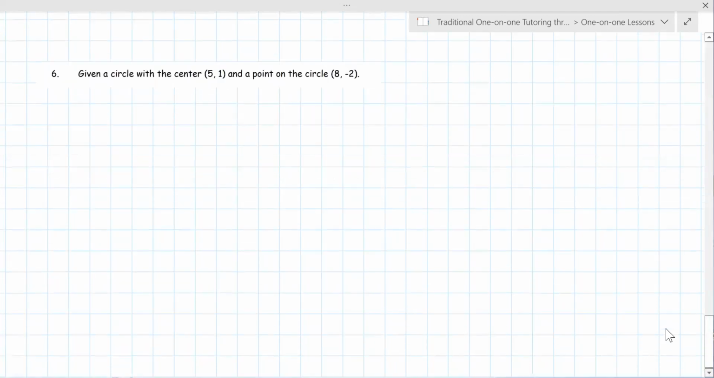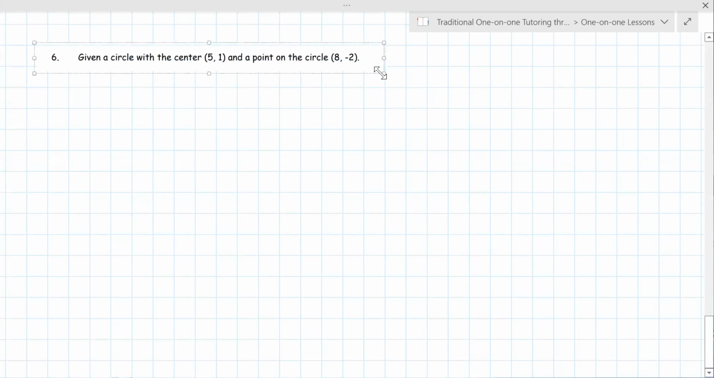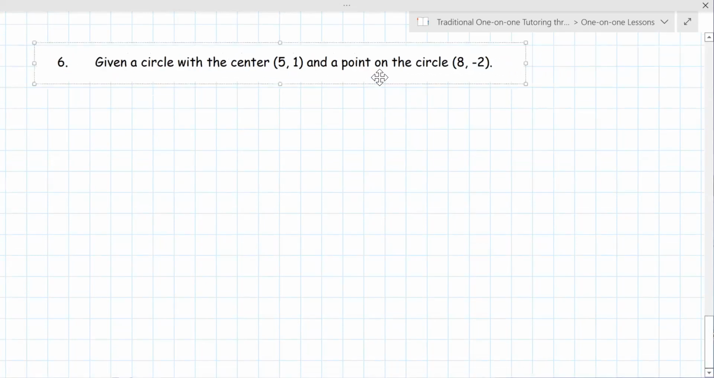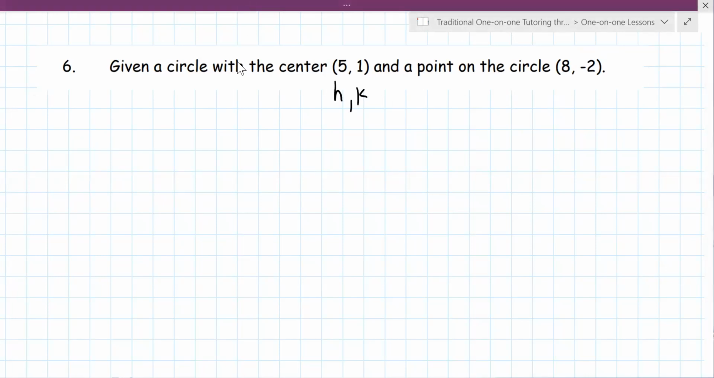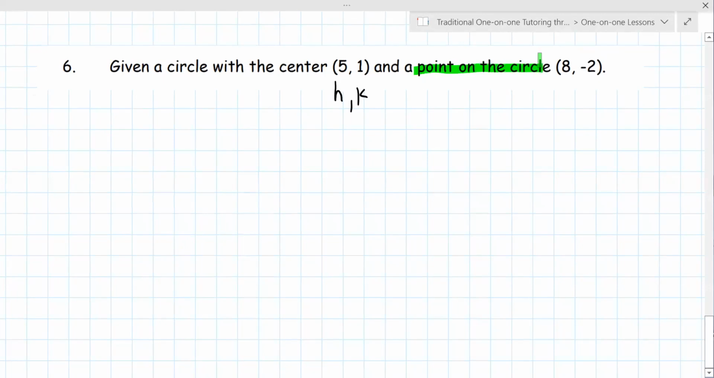Okay, so here is a new problem. The instructions are to write the equation of a circle like we've been doing. Now it gives you the center of the circle. It tells you that the center is at 5, 1. That's H and that's K. But it gives you now a point on the circle. Do you see that? A point on the circle.